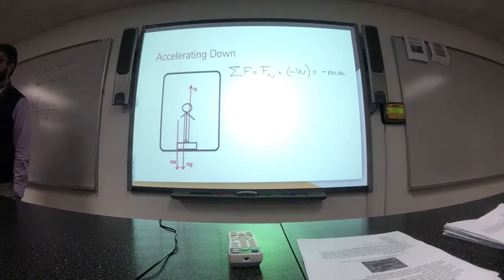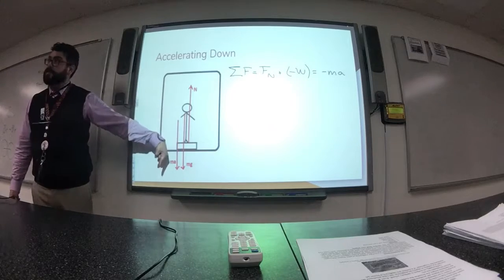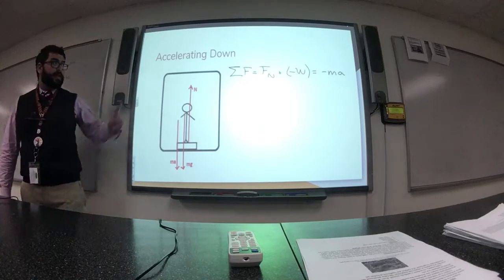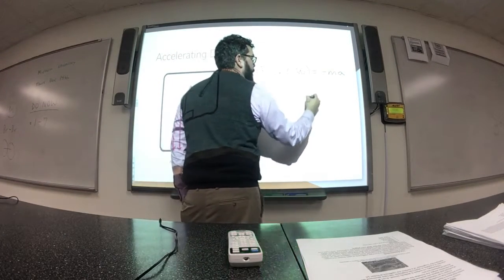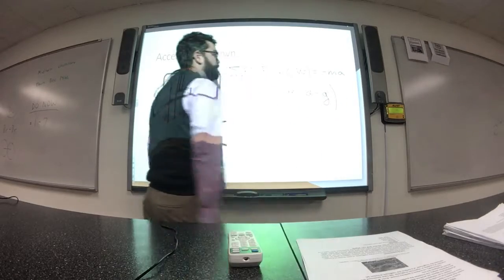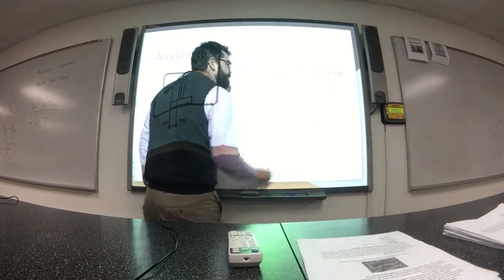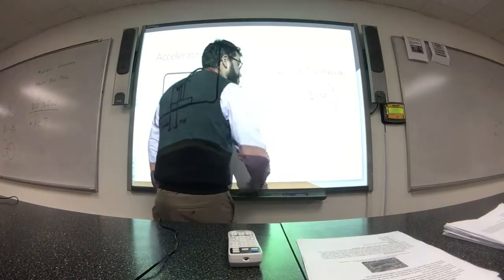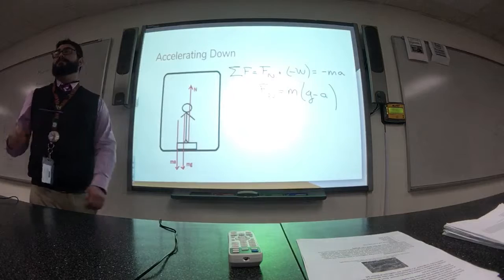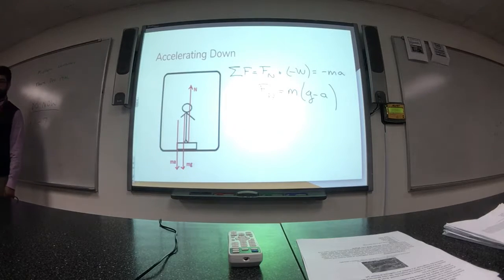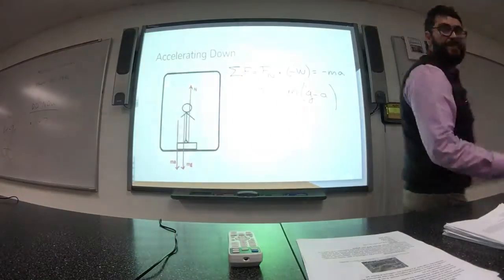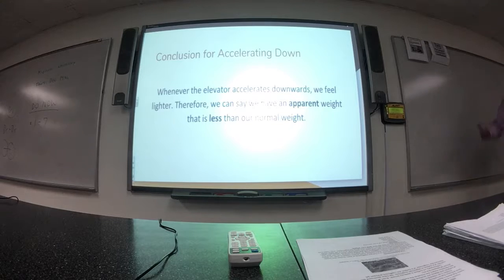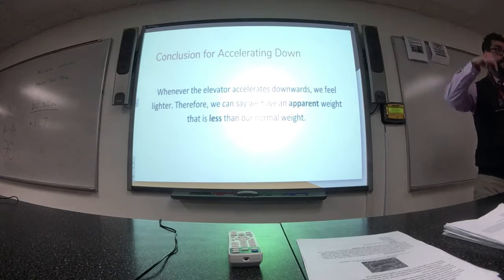Why are you telling me looking negative? Because this object is accelerating downwards, so it should be negative for down. And if I do this, oh, well, yeah, sorry, wrong. Yeah, I got it. And that number is going to end up being smaller than my weight. I'm going to feel an apparent weight that is less than my normal weight if I'm accelerating downwards.